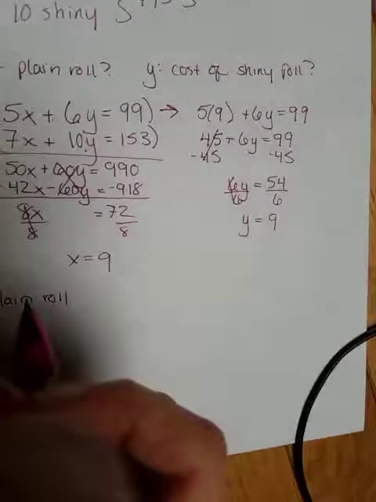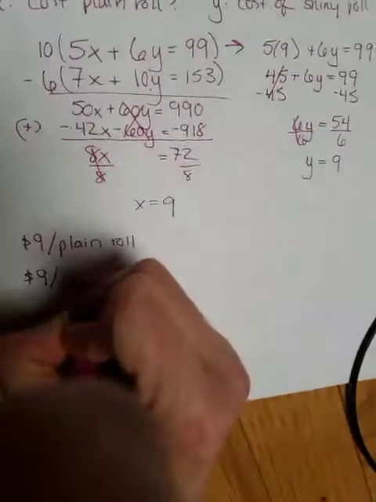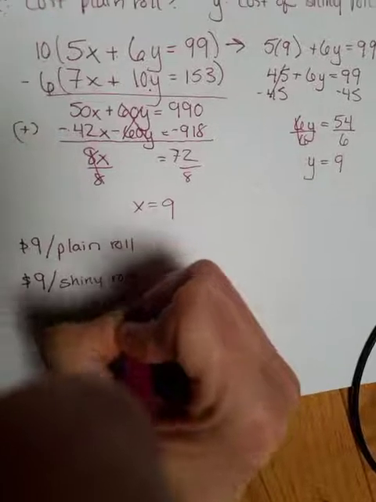Remember, you don't always get the same number for each. There were 2 examples now that we did see this happen, but that means it's $9 per shiny roll. And you are done.